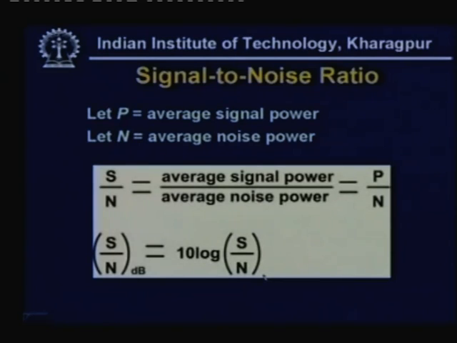To quantify the noise level, a parameter known as signal to noise ratio is used. Let P be the average signal power and N the average noise power. Then signal to noise ratio is equal to average signal power by average noise power, P by N. Then signal to noise ratio in decibel is represented by 10 log S by N. So in decibel, this is the signal to noise ratio.